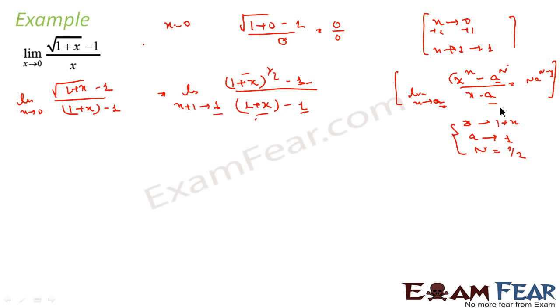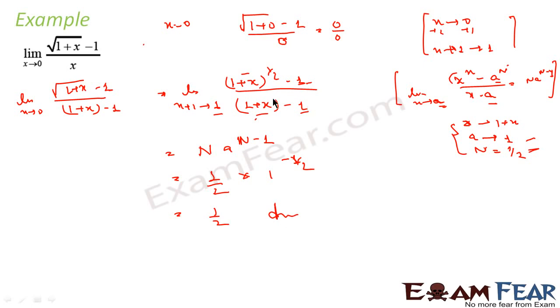And this is x minus a, so this becomes 1 plus x minus 1. If you compare these two equations, x is nothing but 1 plus x, a is nothing but 1, and n is nothing but 1 by 2. So very simple now, we can use this formula. The formula says its value is nothing but n a to the power n minus 1. Now n is 1 by 2, a is 1, and n minus 1 will be 1 by 2 minus 1, that is minus 1 by 2. But 1 to the power minus 1 by 2 is also 1. So this becomes 1 by 2, and that is the answer.